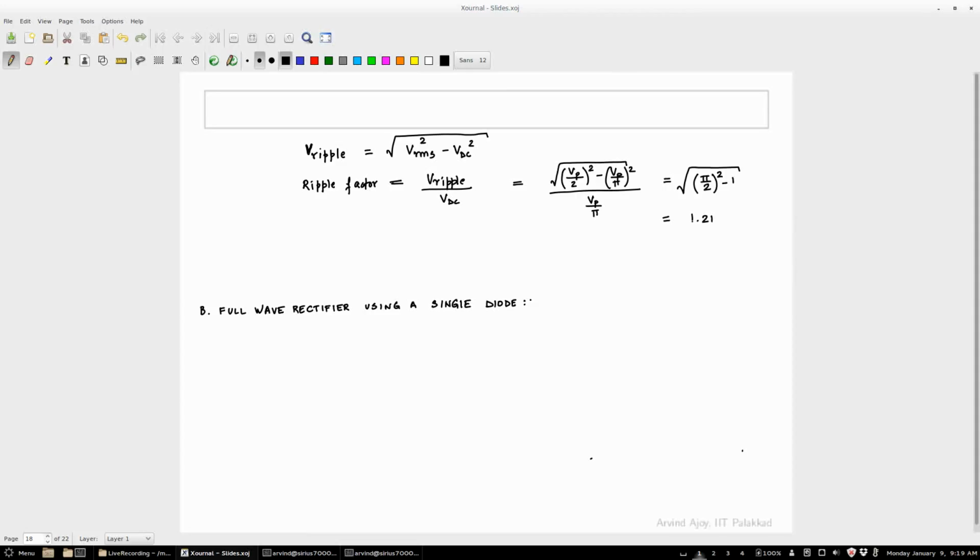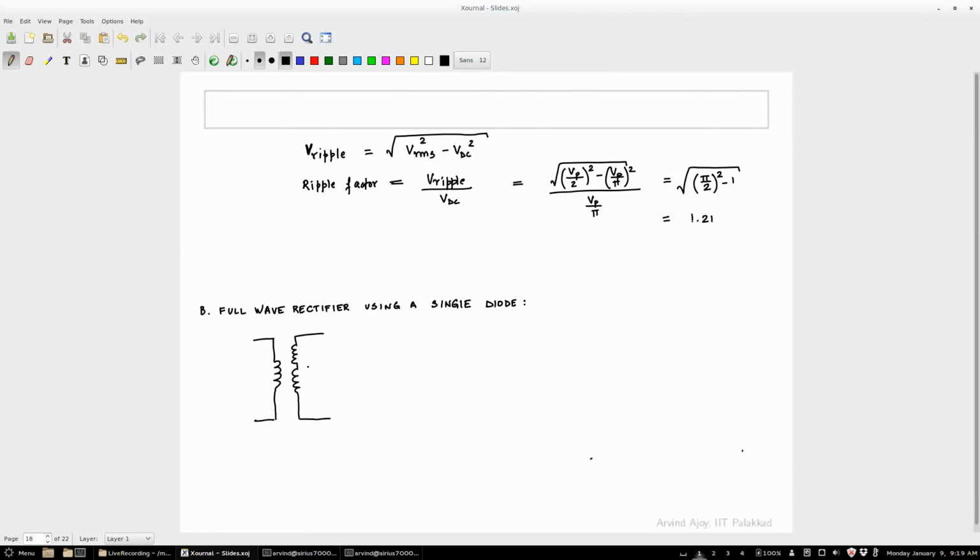Using a single diode. This is the topic that you have for a full wave rectifier. You must have done it in class, in school, right? Diodes, then people talk of the bridge rectifier, right? So we'll come to those things. Bridge rectifier rings a bell? Yeah, okay. But this is just the simplest one without all of that.